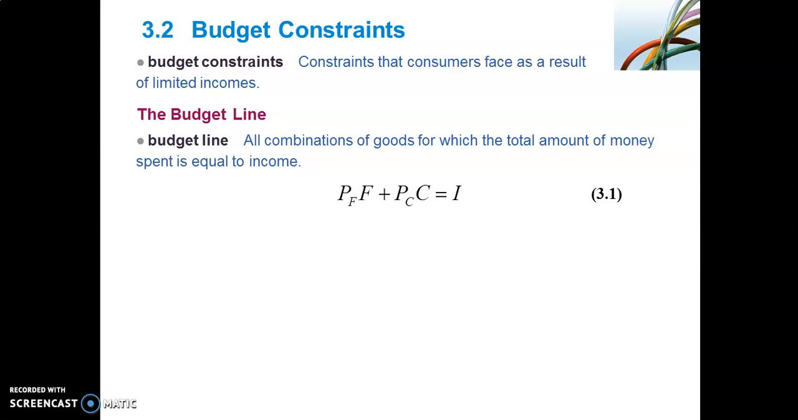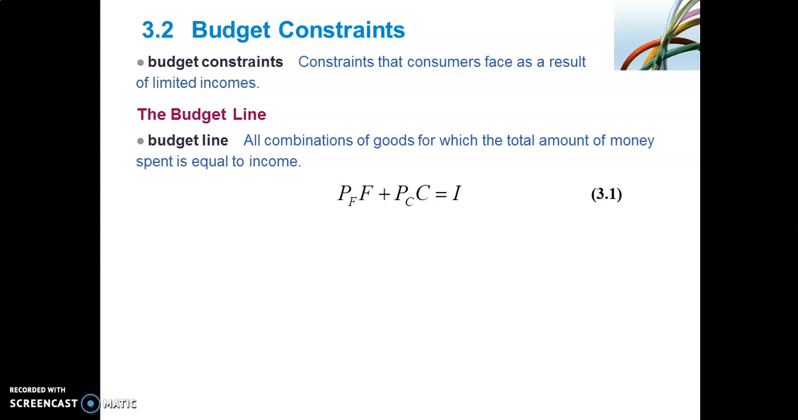We are continuing with part 3 of chapter 3, section 3.2, and we will begin with budget constraints. The next part of consumer theory is the budget constraint. Now, a budget constraint can be defined as constraints that consumers face as a result of their limited incomes.